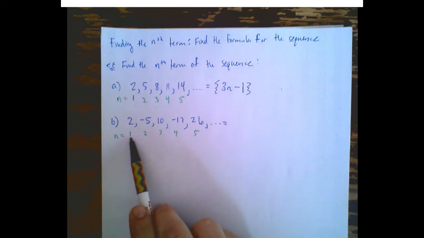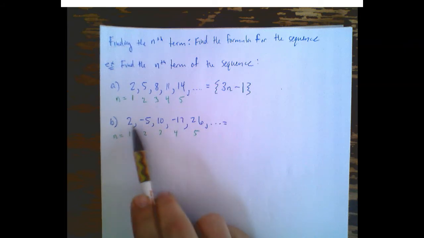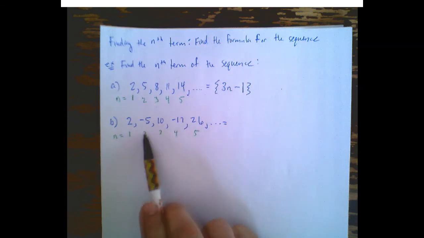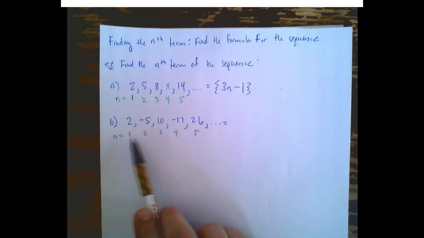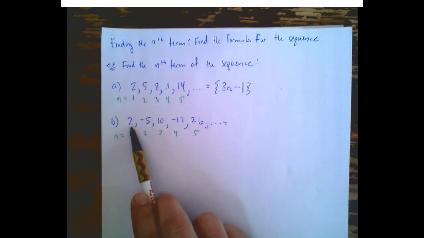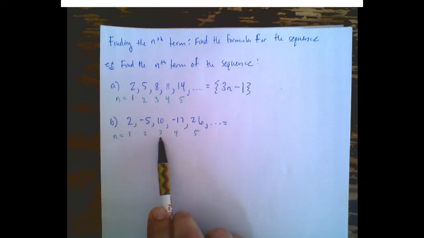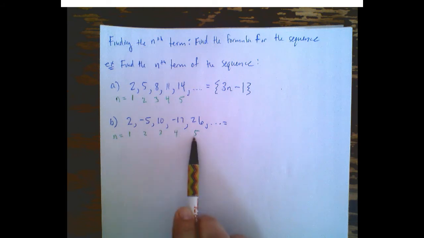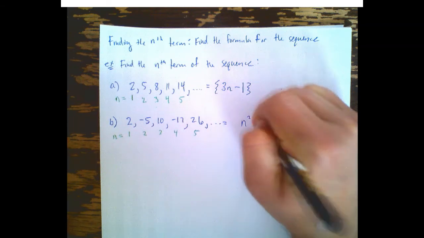So let's think. What can we do to produce these values? 2, 5, 10, 17, 26. Well, notice these values are almost perfect squares, right? So actually, if we do n squared plus 1, that gives us 1 plus 1 is 2. 2 squared plus 1 is positive 5, so we can just multiply by negative 1. 3 squared is 9 plus 1 gives us 10. 4 squared plus 1 gives us 17, and 5 squared plus 1 gives us 26. So we know to produce the values, we can do n squared plus 1.